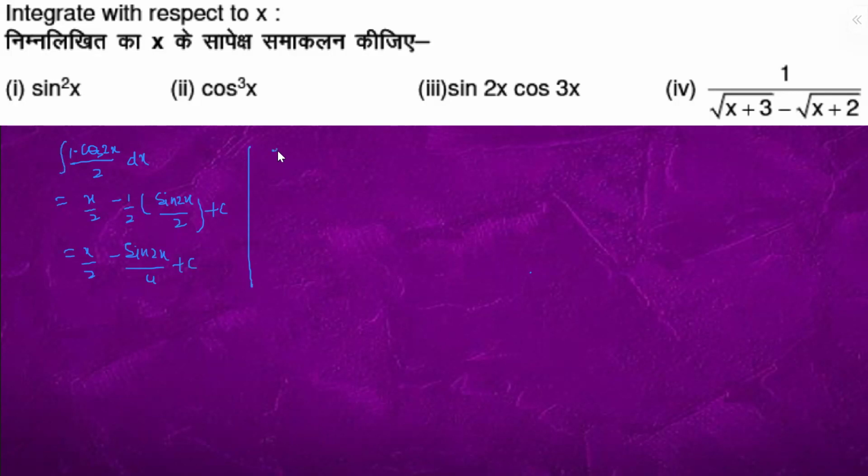cos cube x could be written as (cos 3x plus 3 cos x) upon 4 dx. When you calculate, it is sin 3x by 3 plus 3 sin x, plus c.